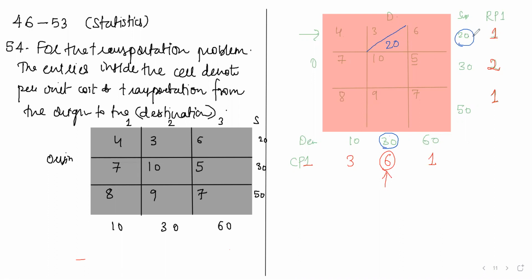From 20 minus 20, now supply is over. So this will be 0. And here 30 minus 20, so the new value will become 10. Now the demand is 10 because 20 is completed. So this row will be cancelled. Again we need to find the row penalty, which will remain the same because there is no change in the row, but there will be a new column penalty. So column penalty 2: now the least element is 7 and 8. So you get 1.